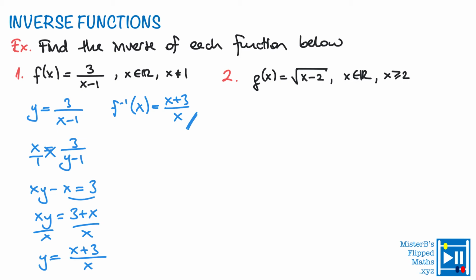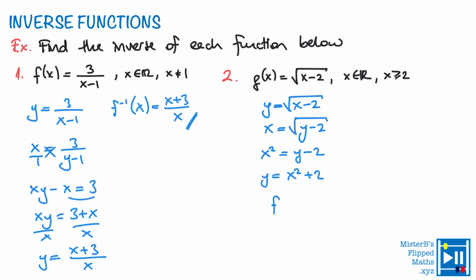For the second one, I start with y equals square root of x minus 2, and then swap the letters. x equals square root of y minus 2. Well, the only thing I can do is to take the squares first, so it's going to be x squared equals y minus 2, and then add 2 to both sides, or take 2 to the other side, ending up with y equals x squared plus 2. So that is the inverse of this function.